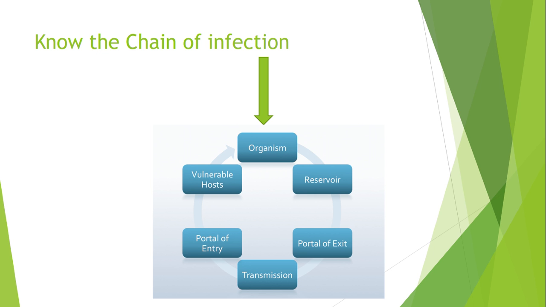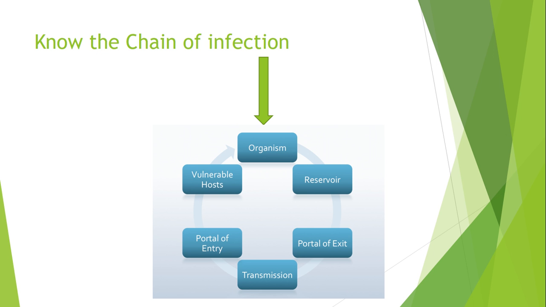So the next thing after the portal of exit is the transmission. So this is basically our mode of transmission. How's it getting to somebody? So we have the contact, which is direct physical contact. That would be person to person. There's also the indirect contact with an inanimate object.